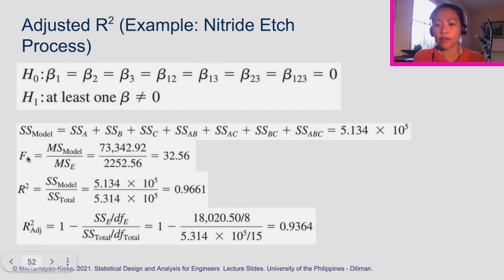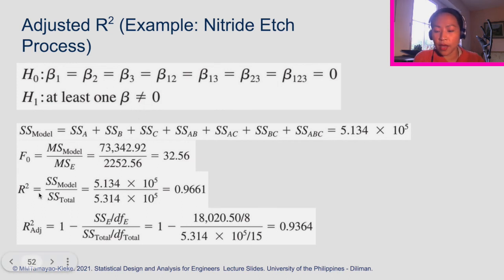To compute the F naught of the model, this is equal to the mean square of the model divided by the mean square of the error term. And the mean square of the model is just equal to the sum of squares of the model divided by the degrees of freedom, and then we know MSE, therefore we get 32.56 here. Now, F naught is large for the model, thus we can conclude that at least one of the coefficients is not zero, which means that it is significant.